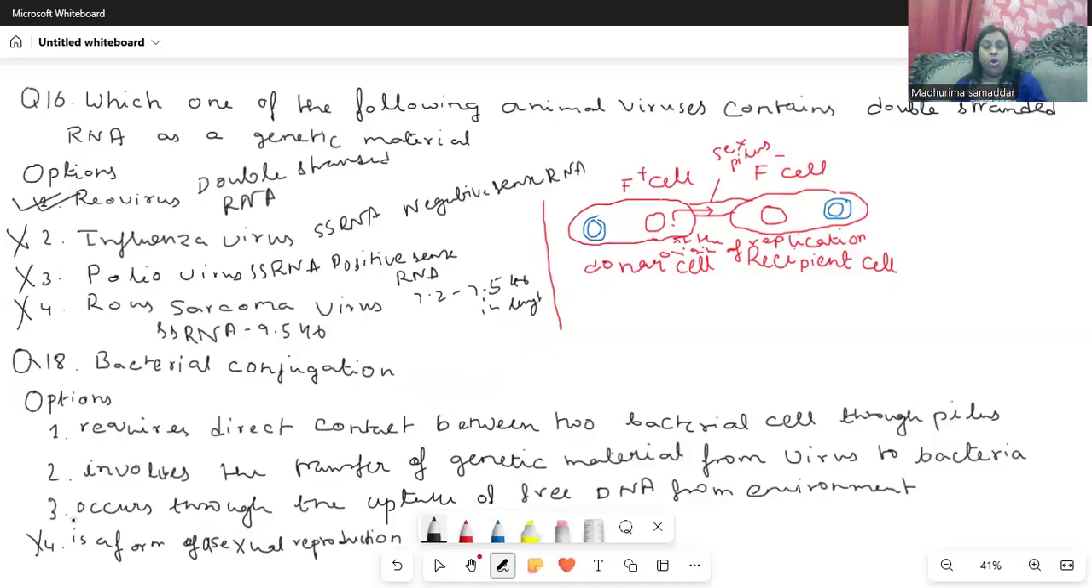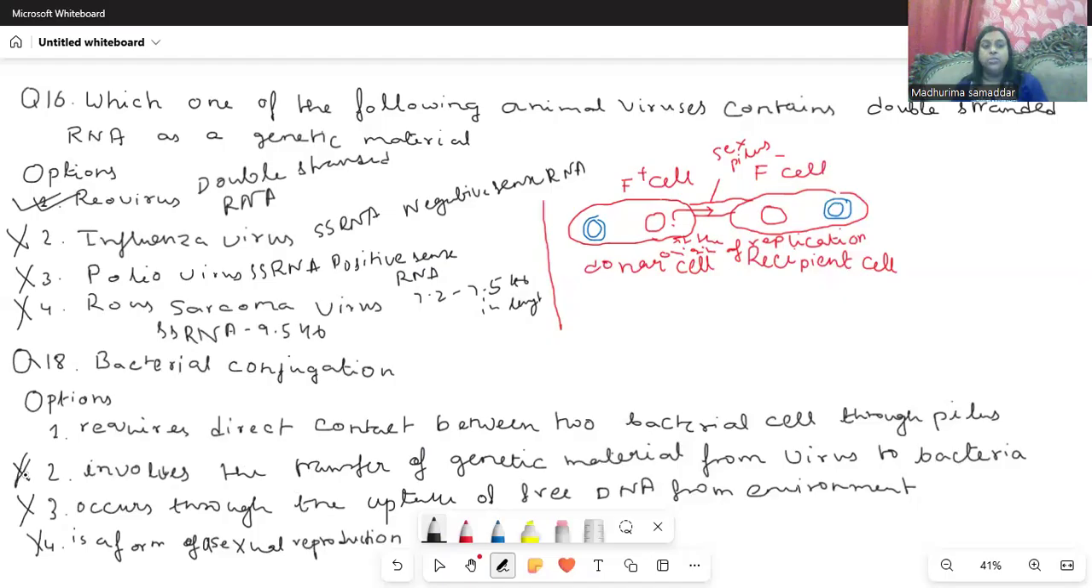Now, option number 3, occurs through the uptake of free DNA from the environment. We can see in the mechanism that it is not possible. Right, from one bacterial cell, that is the donor cell, it is going to the recipient cell. That means option 3 is also wrong. Next, option 2 involves the transfer of genetic material from virus to bacteria. No, it is between two bacterial cells. So this is also wrong.